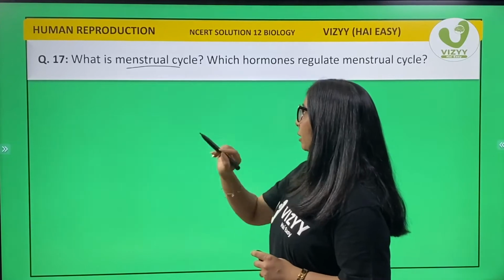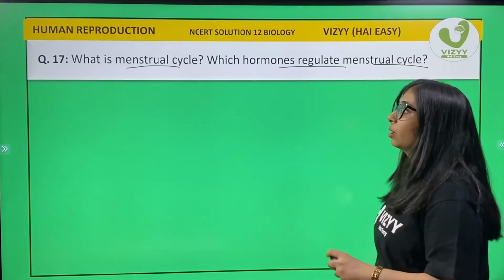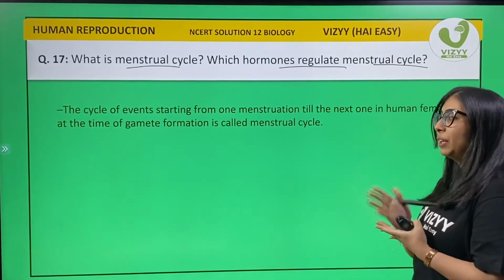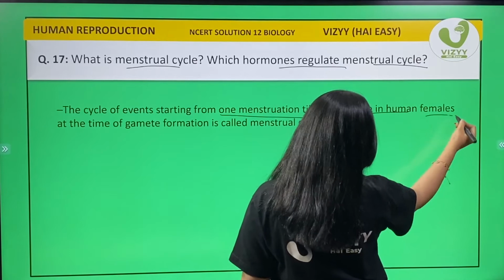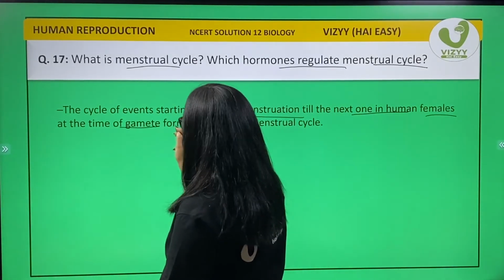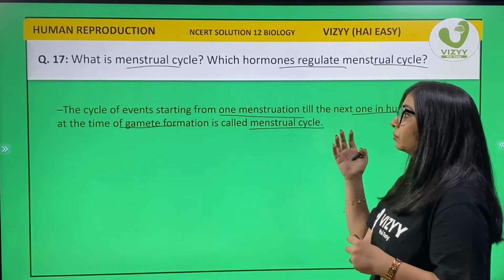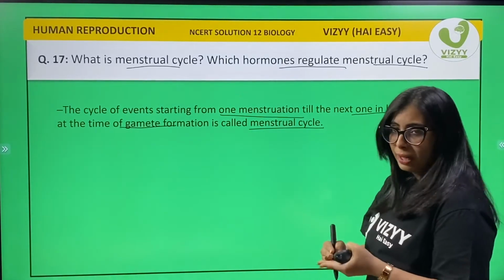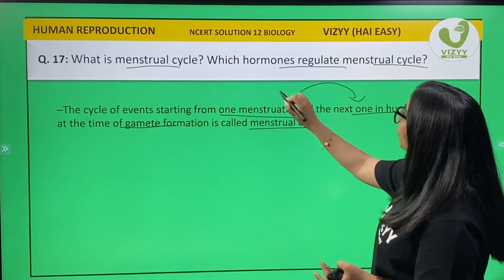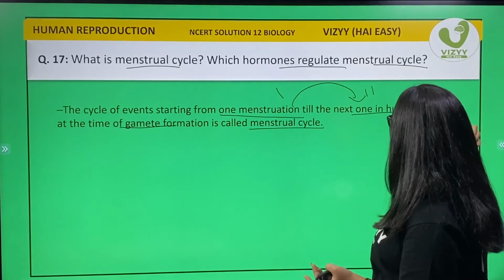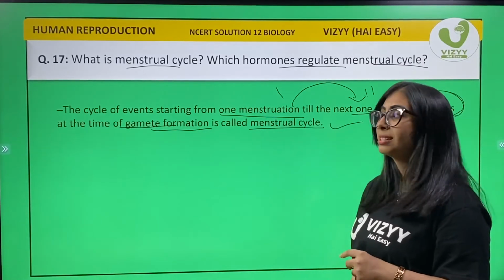What is menstrual cycle? Which hormones regulate menstrual cycle? Okay, simple question. The cycle of events starting from one menstruation till the next one in human females, at the time of gamete formation, is called menstrual cycle. Easy? So, what is menstrual cycle? The cycle of events starting from one menstruation until the next one, in human females at the time of gamete formation, is called menstrual cycle.